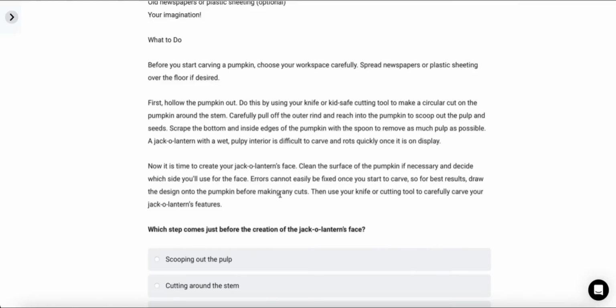Now it is time to create your jack-o'-lantern face. Clean the surface of the pumpkin if necessary and decide which side you'll use for the face. Errors cannot easily be fixed once you start to carve, so for best results, draw the design onto the pumpkin before making any cuts. Then, use your knife or cutting tool to carefully carve your jack-o'-lantern's features. Which step comes just before the creation of the jack-o'-lantern's face?